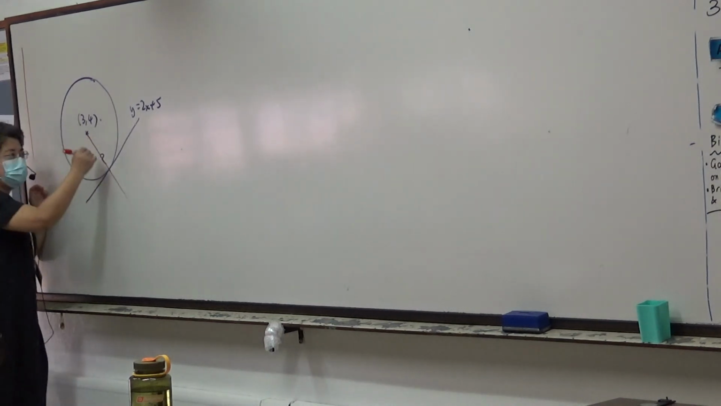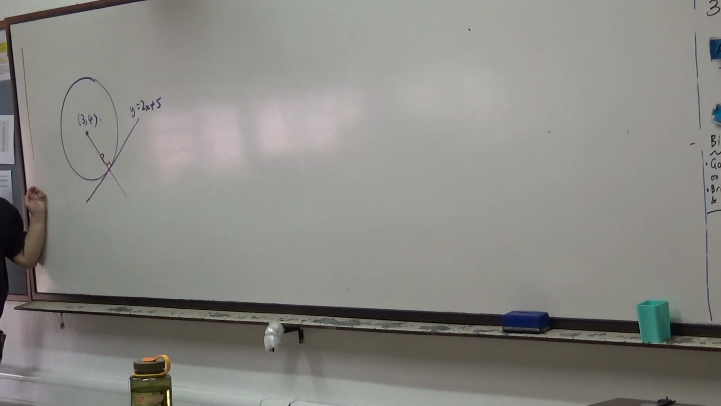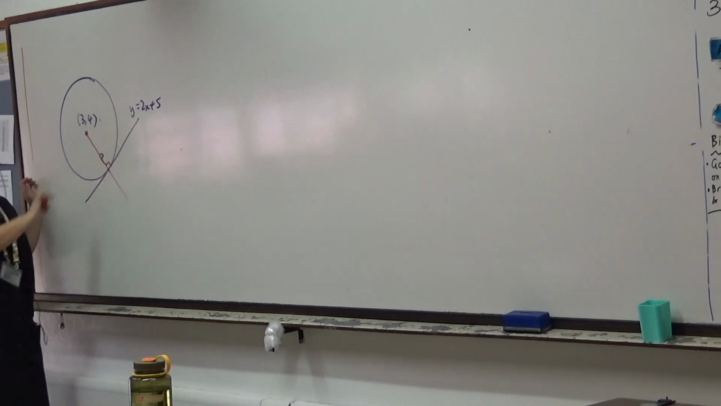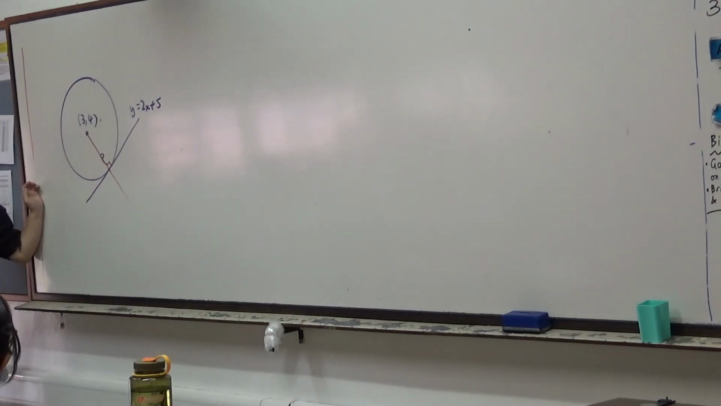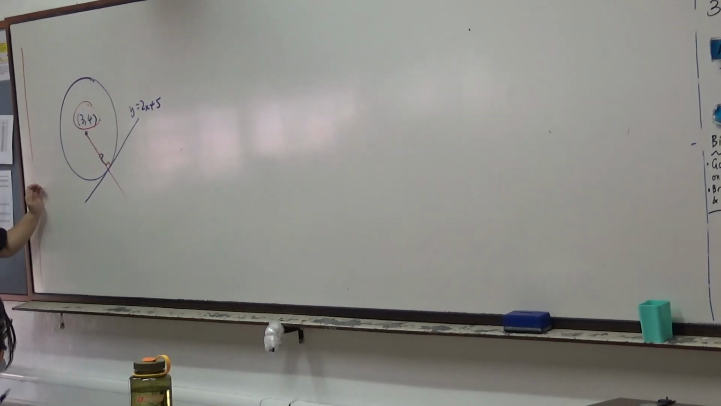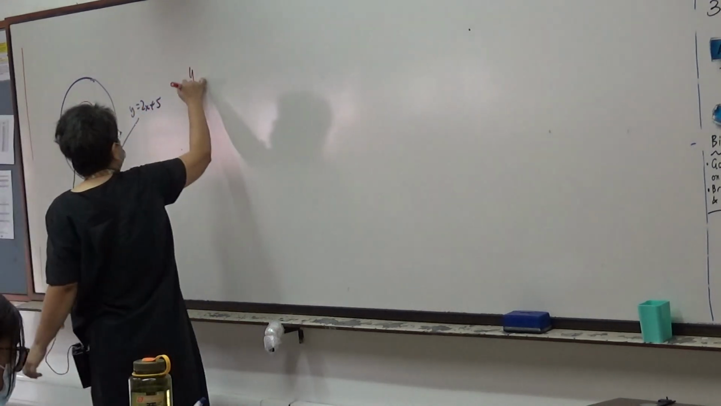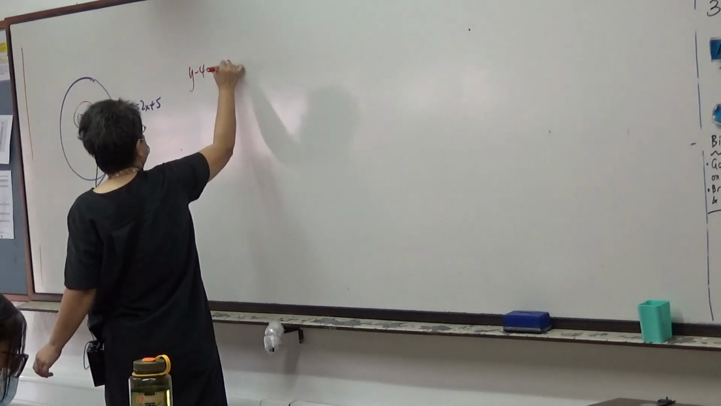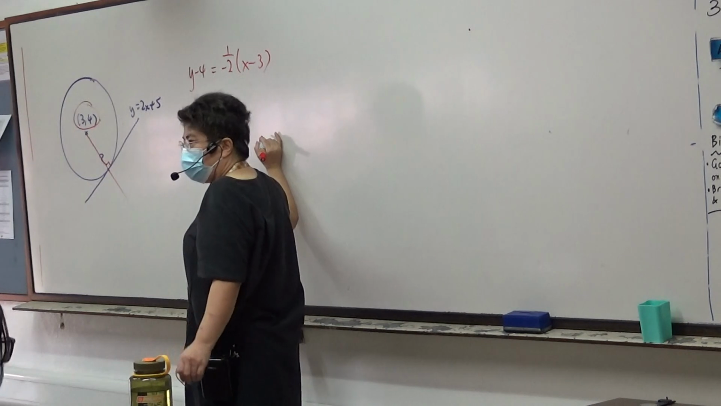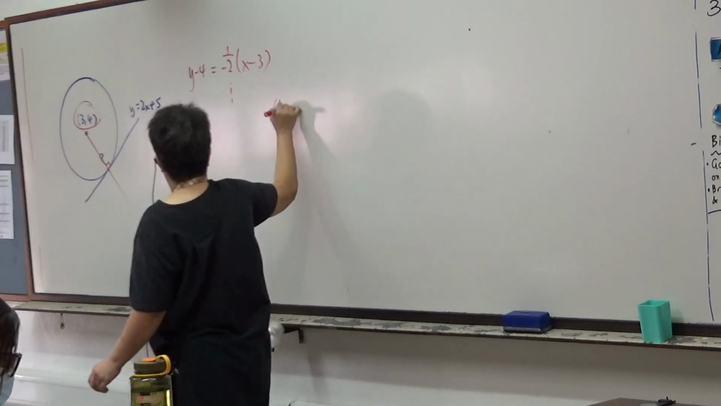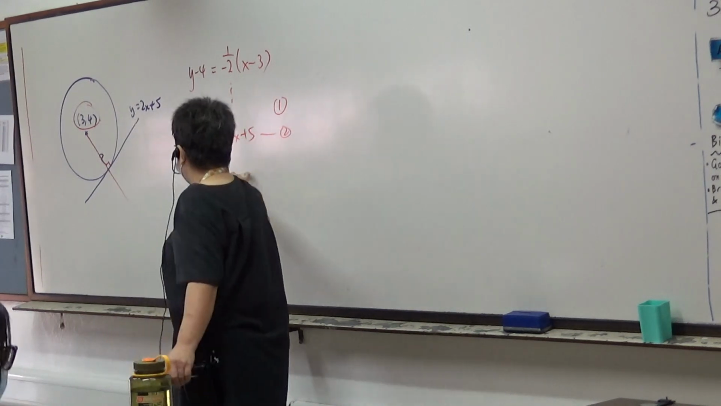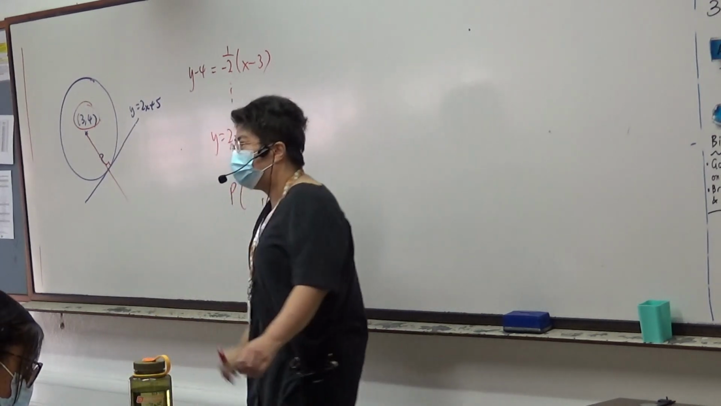Now, do you agree that I can find the perpendicular to this? Now, the gradient is 2, right? What will be this perpendicular? Negative half, right? Okay? And it passes through this point. So I can form the equation easily. y minus 4 equals to negative half times x minus 3, right? Correct. I will form an equation. You simplify, this is equation 1. Then, this one is equation 2. You solve simultaneously, you will get P, right?